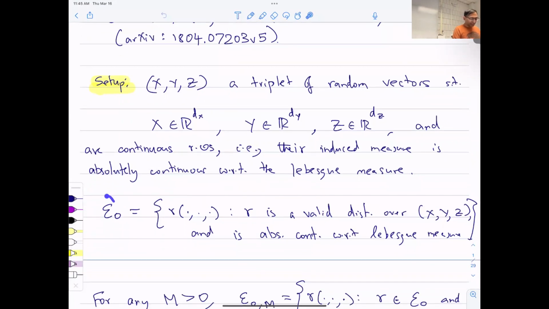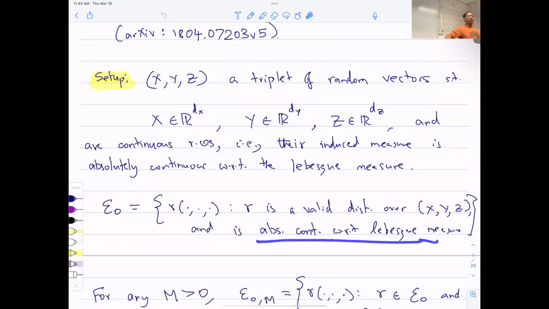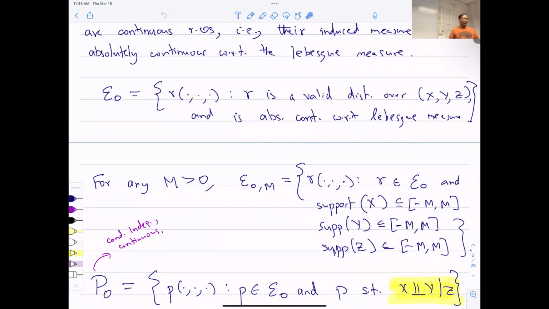Okay. So the set E0 is the set of all joint distributions on X, Y, and Z, such that these joint distributions have PDFs. That's what I'm considering: all joint distributions over X, Y, and Z which have PDFs. Furthermore, E0M are all joint distributions which have PDFs supported over -M to +M. So it's finite support. These are random variables between -M and +M, say uniform or whatever. So that's E0M.